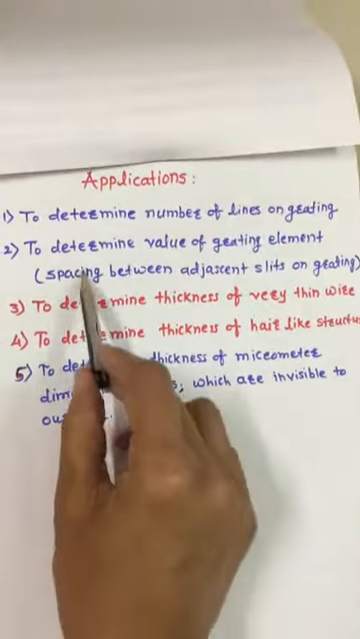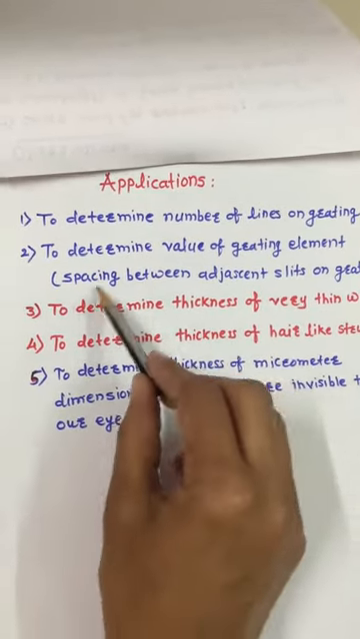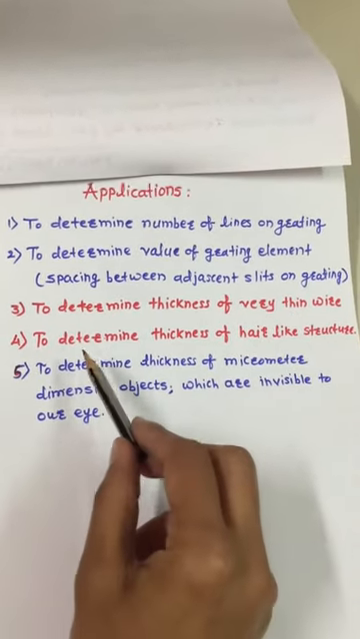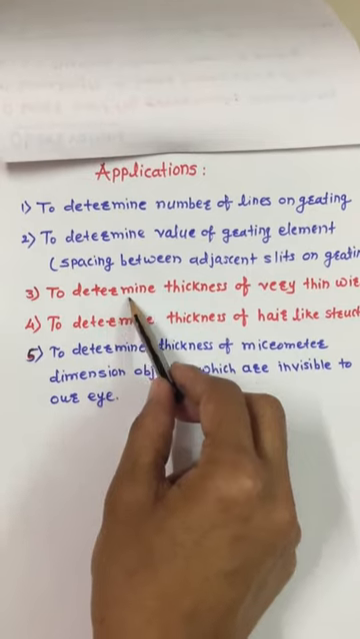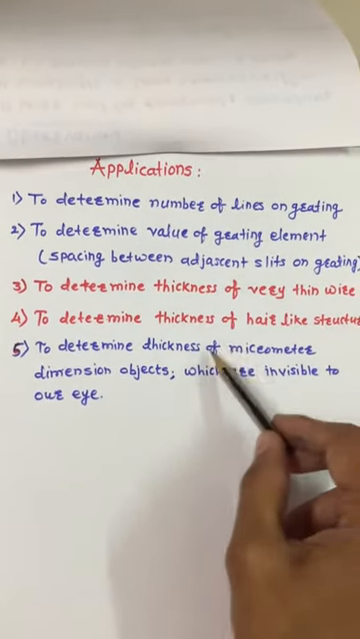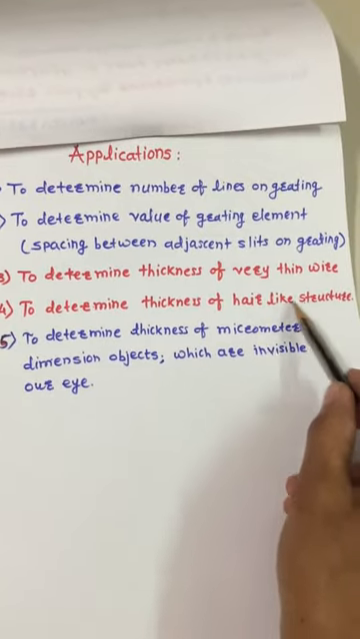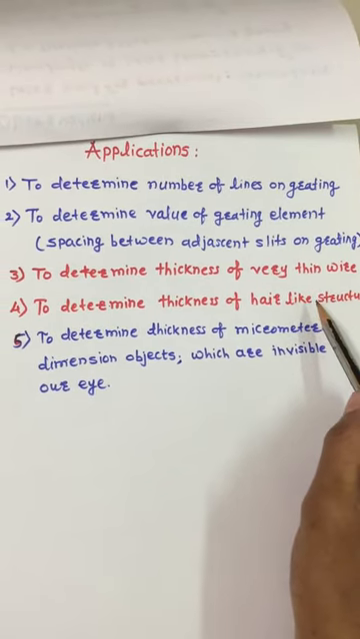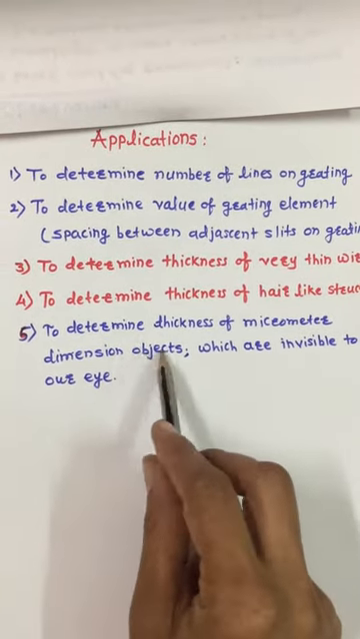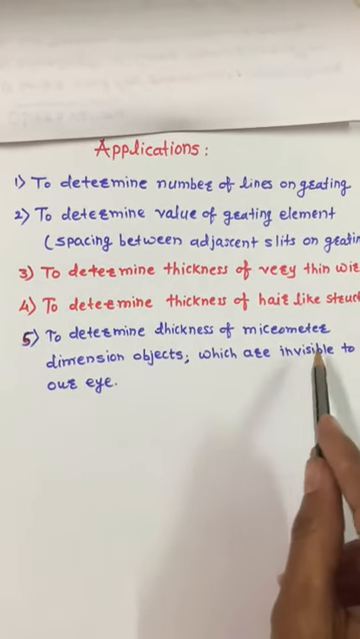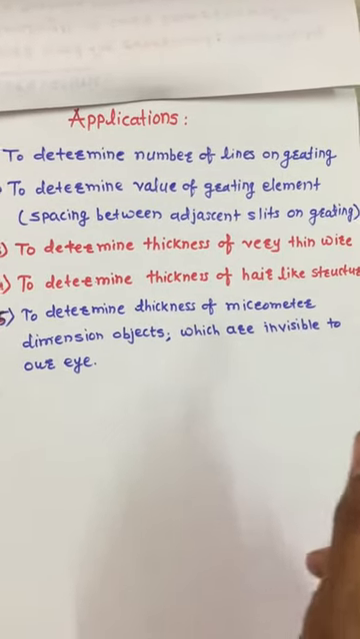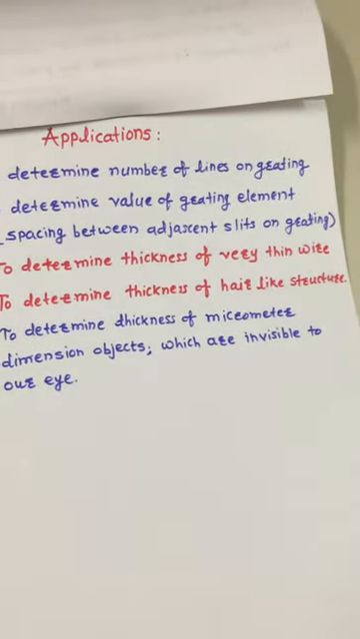To determine the number of lines on a grating, to determine the value of the grating element, that is the spacing between adjacent slits on the grating. Technically, in industries, the thickness of a very thin wire or a hair-like structure we can measure with the help of this experiment without touching that hair or thin wire. What it indicates is that such experiments we can practically use to determine the thickness of micrometer-dimension objects which are not visible to our naked eye. So these are some of the applications of our experiment.